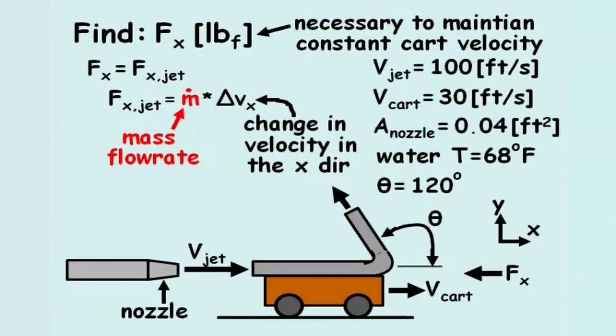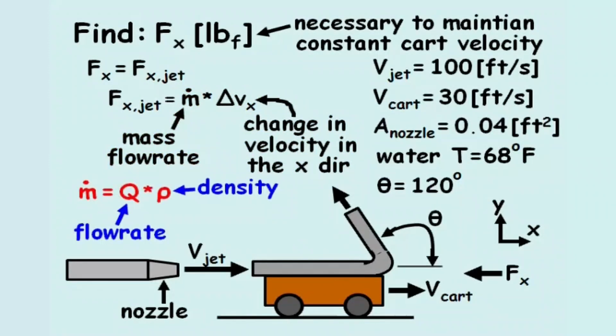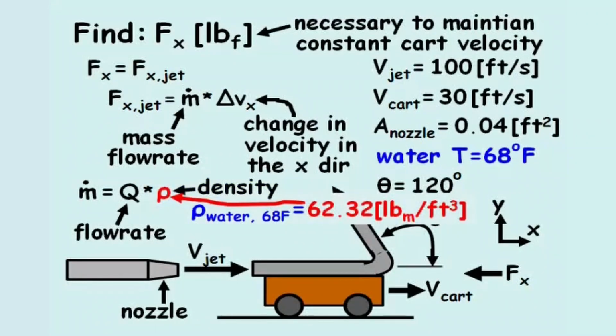First, we'll calculate the mass flow rate, m dot, which equals the flow rate of the jet, Q, times the density of the fluid, rho. We can look up the density of water at 68 degrees Fahrenheit, and it turns out to be 62.32 pounds mass per feet cubed.